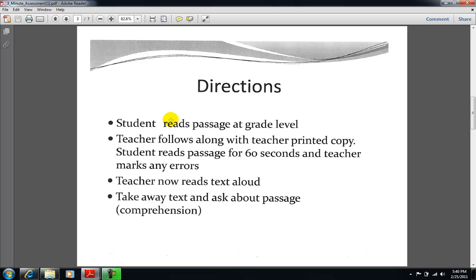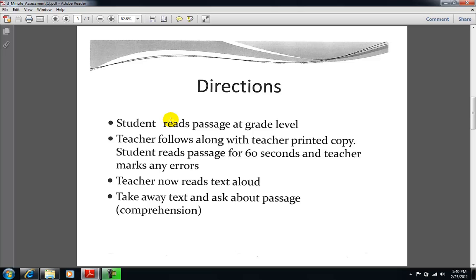If, however, you feel that the student probably is not at grade level, then you can start with the grade level below. Regardless of which passage you start with, you're going to have the student read the passage for 60 seconds. You're going to follow along with the teacher printed copy and mark any errors. Now, it's important to understand what those errors are. You can find that on bullet point 2 on page 8. The errors are as follows. If the student stops at an unknown word and does not attempt to pronounce the word for 2 seconds, or if she attempts the word but clearly has little chance of reading it correctly, tell her the word and ask her to continue reading. However, both of those are considered errors.